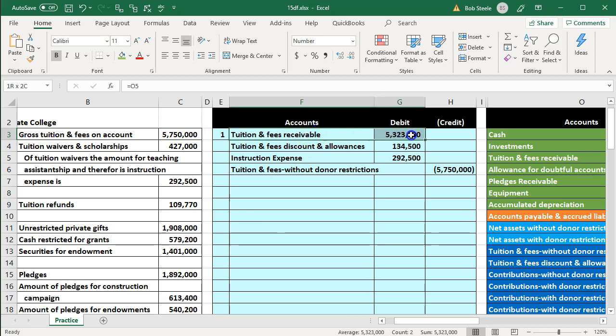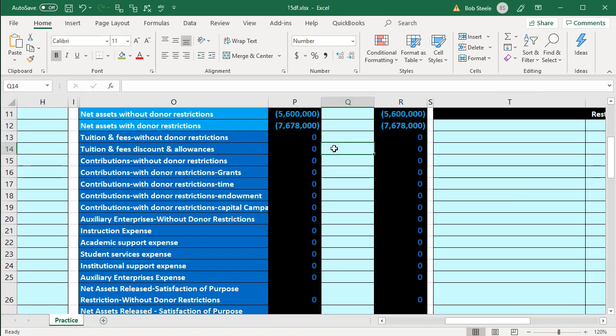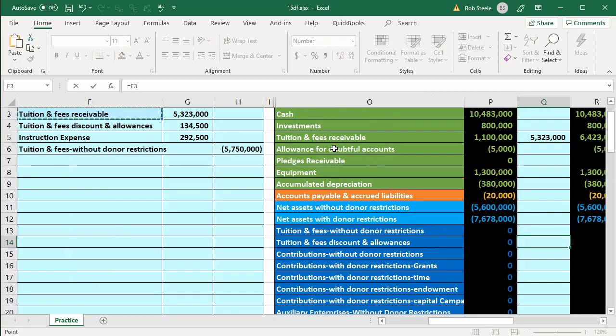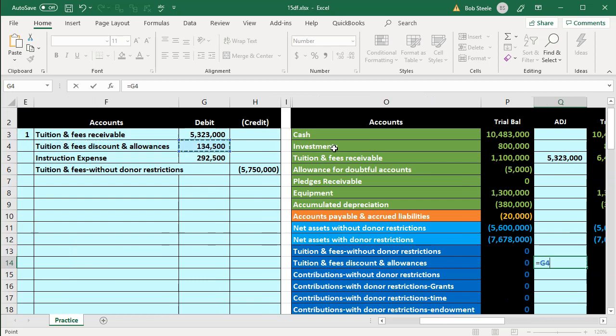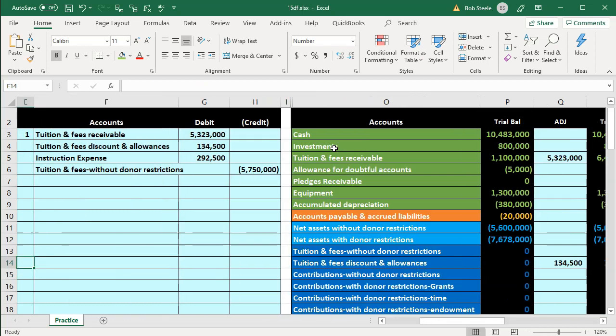We've got the tuition and fees receivable. So up top, we're in tuition and fees receivable. We are in cell Q5. So within Q5, we're going to say equals, scroll to the left and pick up that first debit amount. Next, we have the tuition and fees discounts and allowances. That's going to be down here in Q14. So within Q14, we're going to say equals and scroll back over. Scroll back up and we're going to pick up the tuition and fees discount and allowance number. So that, again, goes up with a debit direction, kind of like a contra revenue account.